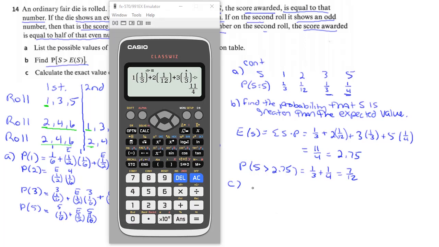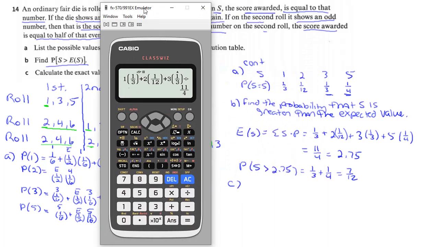Now, in C, they ask for the variance. Well, I'm going to take my calculator, where I've already figured out the expected value. I'm just going to go back and change all those x's to x squared, and then subtract the expected value I just found, squared. And that's going to give me my answer, which is 113 over 48.